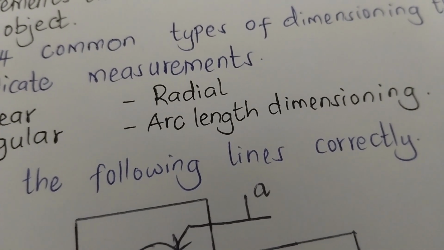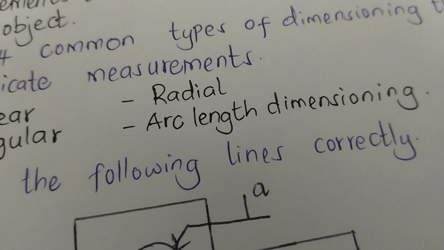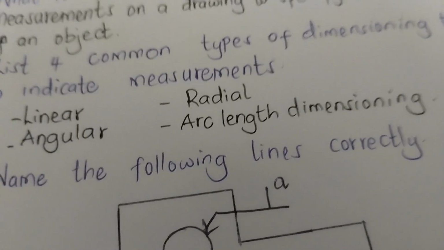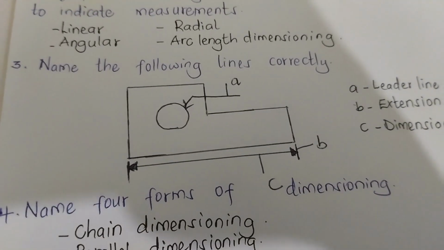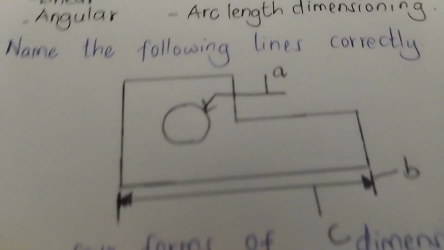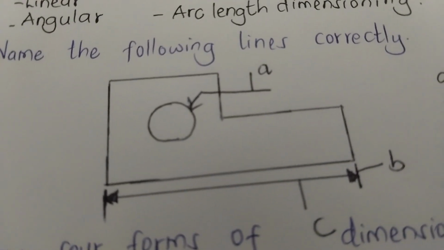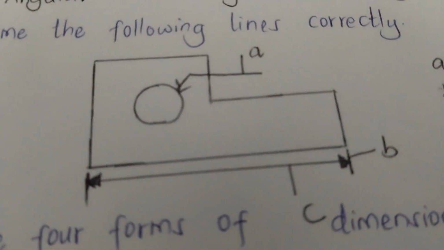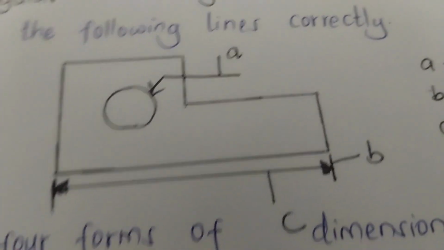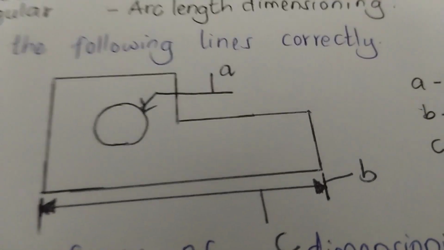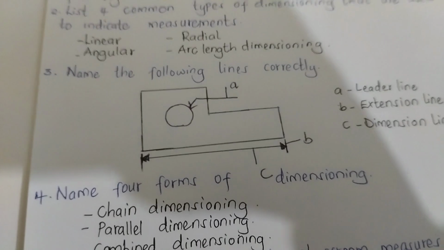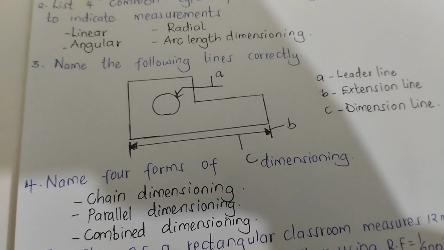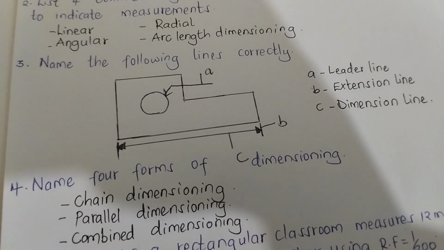So that is the explanation of the 4 types of dimensioning. That is linear, angular, radial, and arc length. The next question reads, name the lines correctly. So there is a point, or we have A, B, and C. I hope you can see them. So we call A a leader line, B is an extension line, and C is a dimension line.